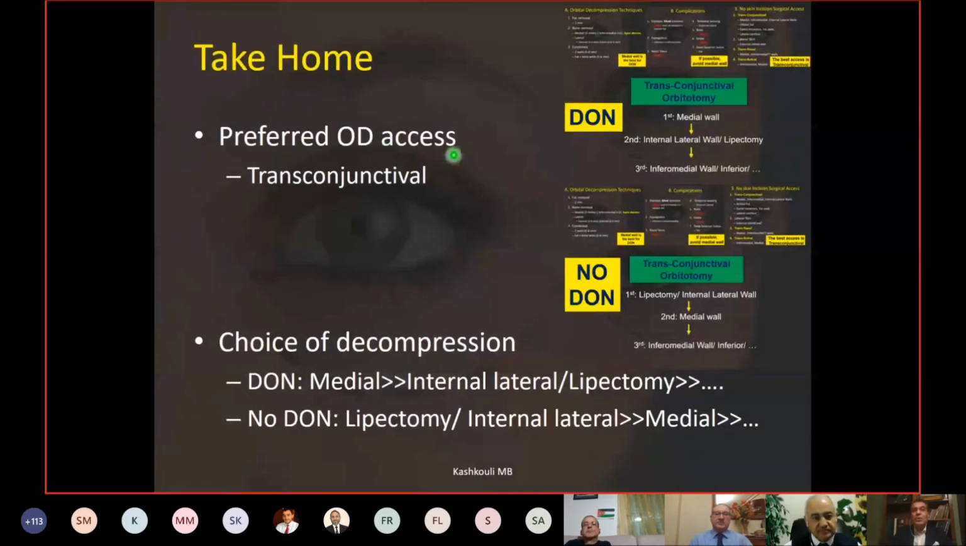Preferred orbital decompression access, to me, is transconjunctival inferior fornix. And the choice of decompression depends on whether we have a DON or no DON and the amount of proptosis. But preferably, we go for DON with medial and then the rest, but with no DON, we keep the medial as a second procedure, not the first one.